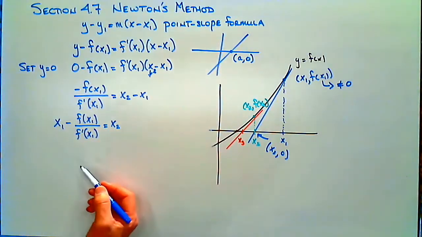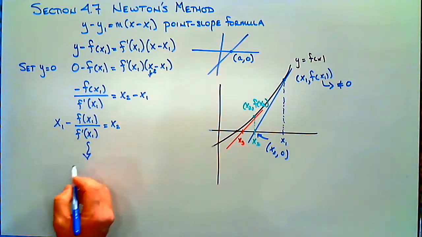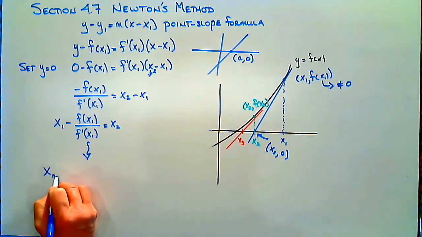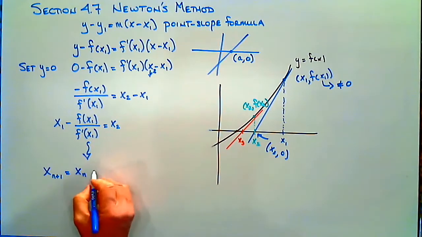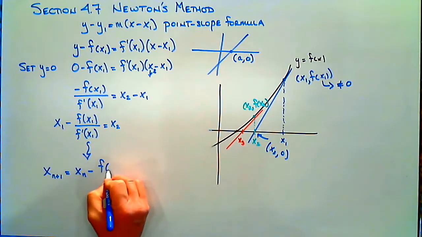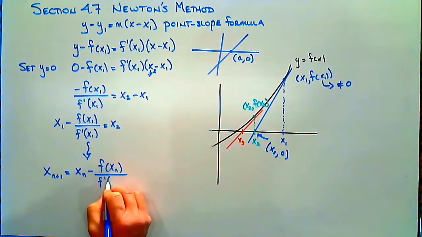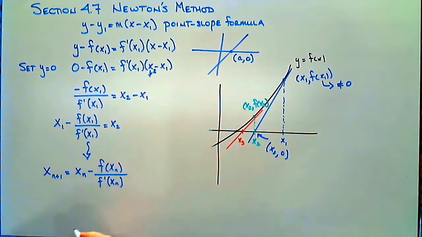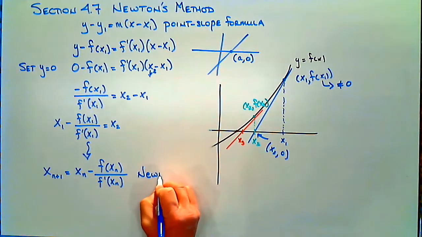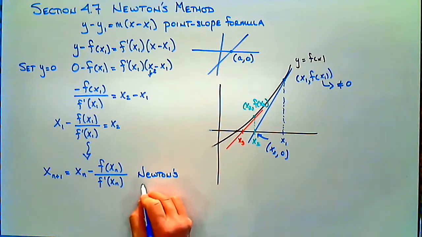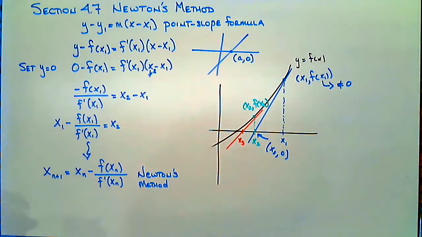Now, they're not going to write it like this when we write it in the box, right? They're going to generalize this, and what are they going to say? They're going to say the next x that you want to look for is equal to your previous x minus f of that x divided by f prime of that x. That formula right there is Newton's method. So Newton's method is this iterative process.